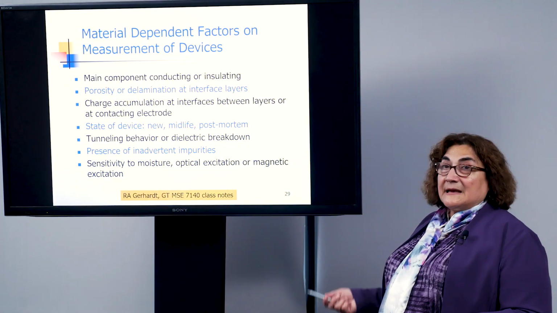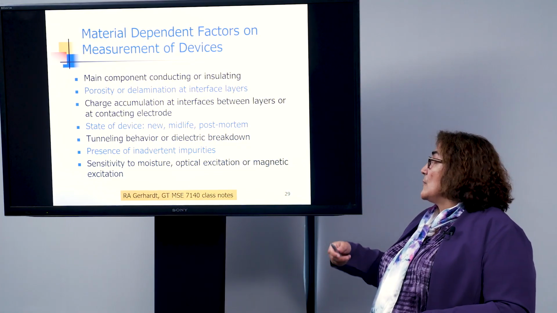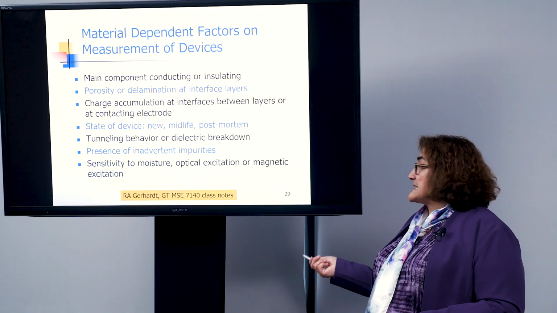Do you have tunneling behavior in between two signals or dielectric breakdown? Are there any inadvertent impurities? And sensitivity to moisture or the presence of optical excitation or magnetic excitation can totally change the measurements that you get. Okay, so now I can go into real examples.